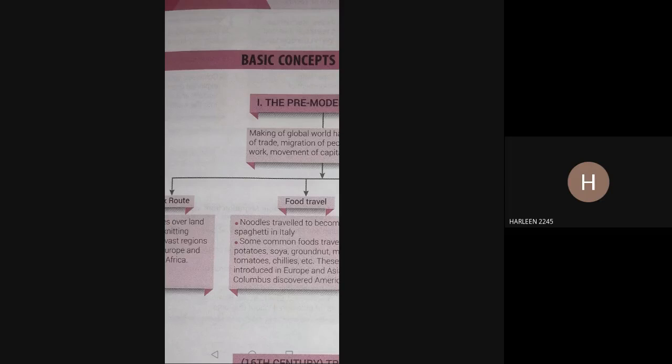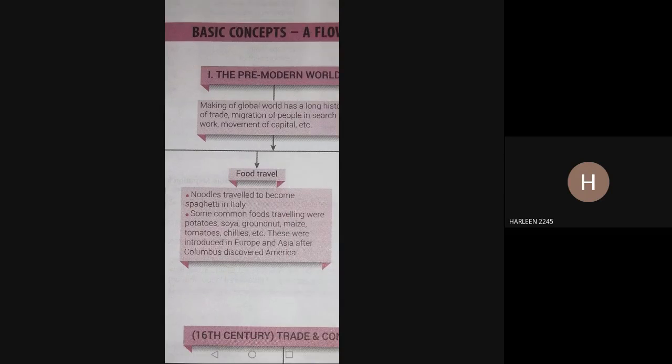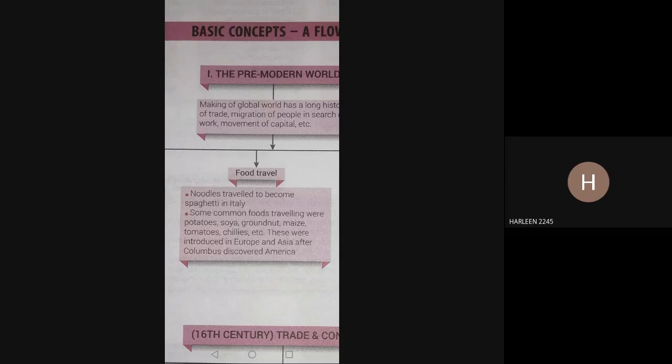Here we'll talk about the new crops that were introduced in various parts of the world. And the first one is the noodles. Noodles travel to become spaghetti in Italy. Some common foods that travelled were potatoes, soya, groundnut, maize, tomatoes, chilies, etc. And these were introduced in Europe and Asia after Columbus discovered America. Then, in this para only, we'll talk about the traders and travelers. They introduced new crops to the lands they visited. The foods we have discussed, potatoes, soya, groundnuts, we have already done.